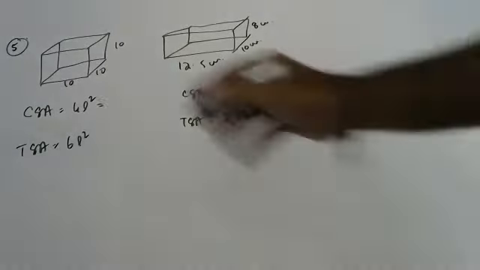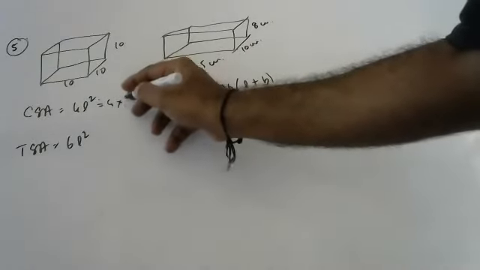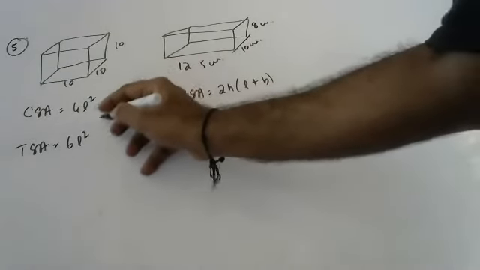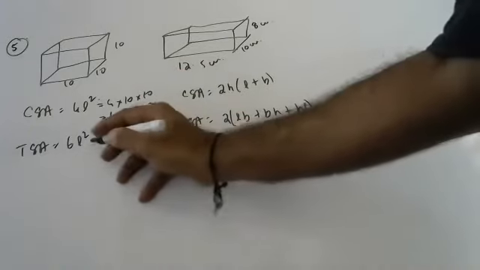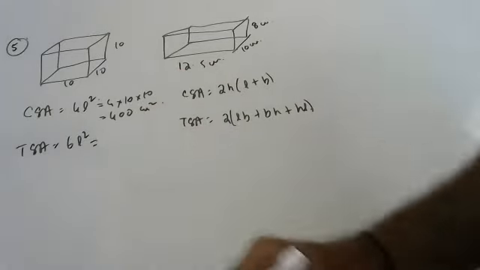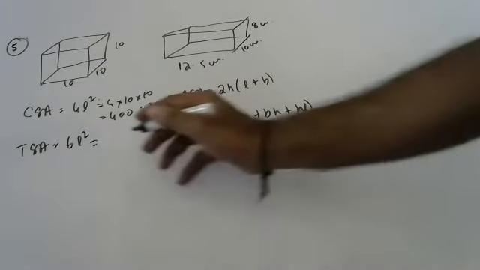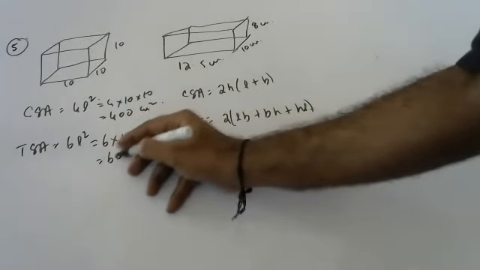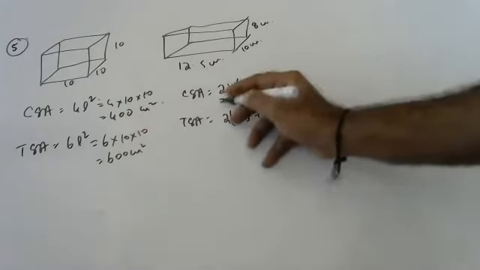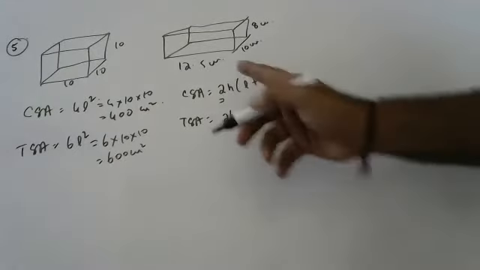Yes, sir. 4 into 10 into 10. How much? 400 centimeters square. Yes. Next. Lahari, can you tell me the substitution? Sir, 6 into 10 into 10. How much? 600. Yeah. Next. Neeraj, can you tell me the substitution?